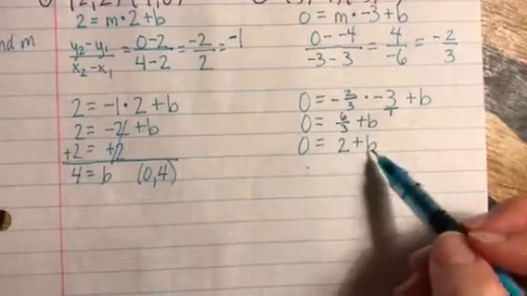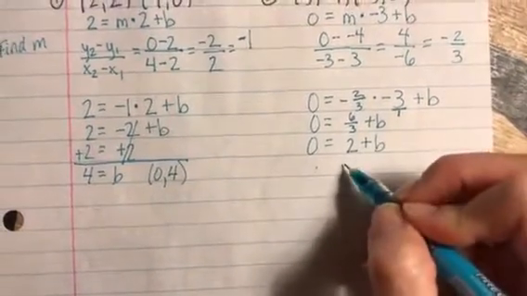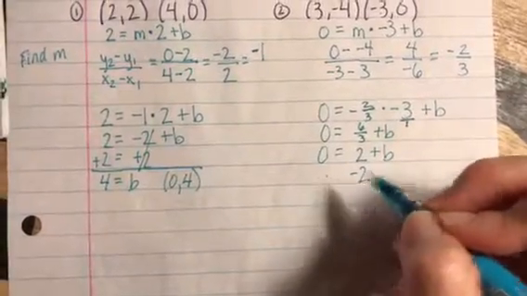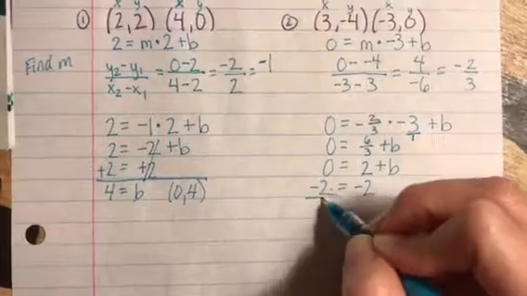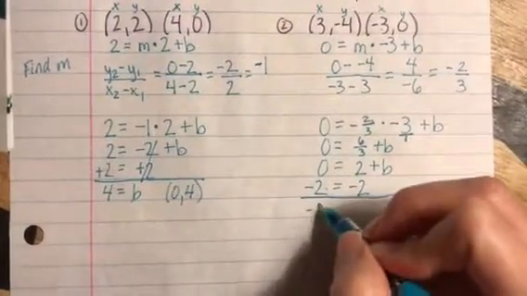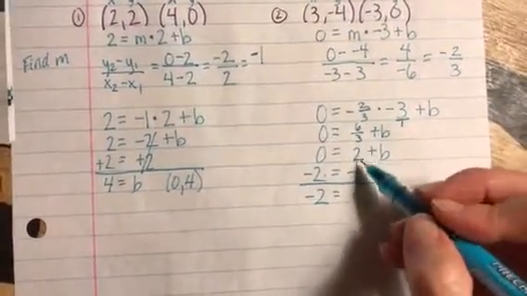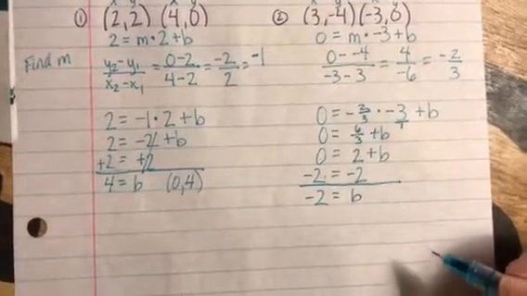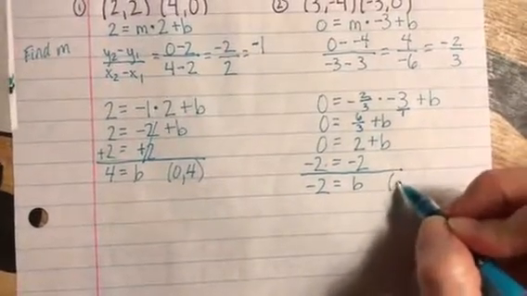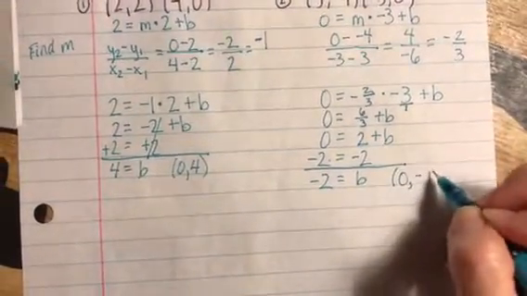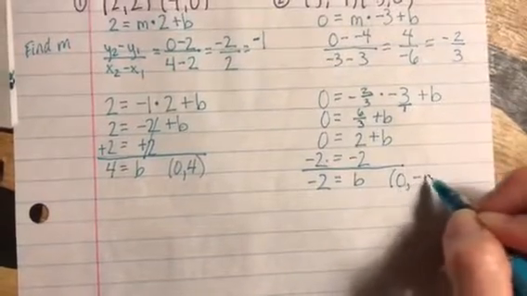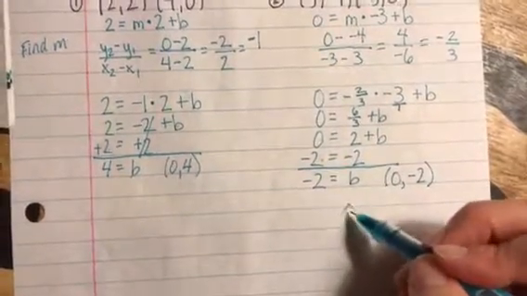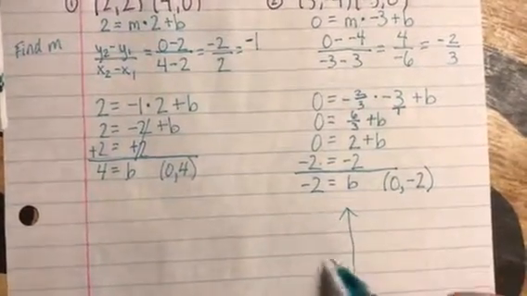I want to get b alone, so I need to undo whatever was done to it. 2 was added to it, so to undo that I'm going to take 2 away, and I have to do that to both sides. 0 minus 2 is negative 2. 2 minus 2 plus b is just b. So b equals negative 2. Or if you need it as a coordinate pair, you would write it 0, negative 2.